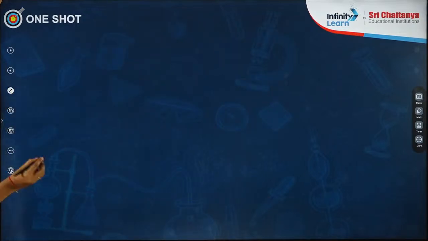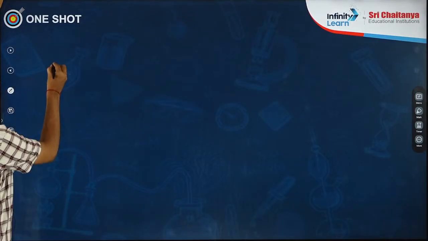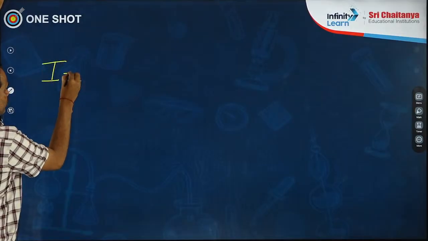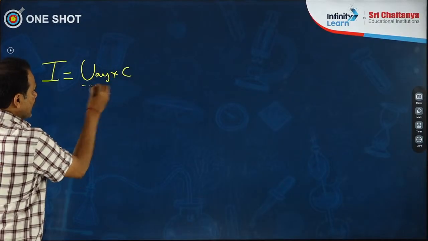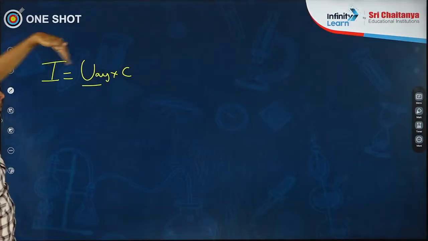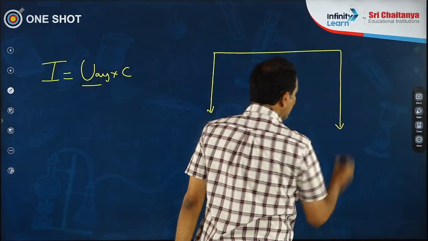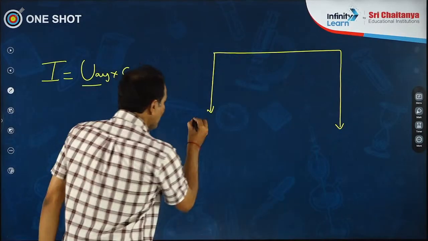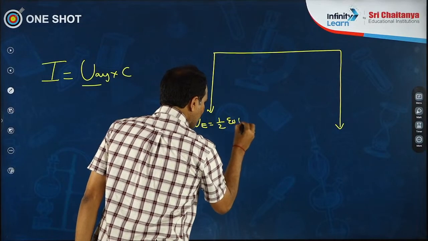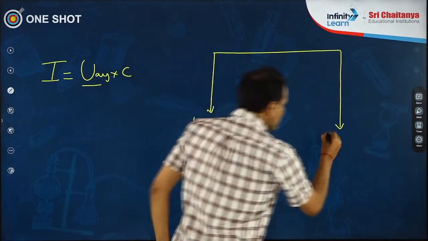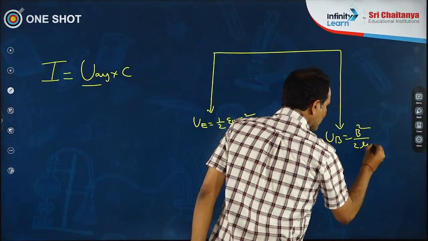Next point is energy density. Whenever there is electric energy and magnetic energy in electromagnetic wave propagation, the intensity of the electromagnetic wave is equal to U average into c, that is, average energy density into c. An electromagnetic wave has an electric field and a magnetic field. Energy density in terms of the electric field is half into epsilon naught into E square. What is energy density in terms of the magnetic field? B square by 2 into mu naught.